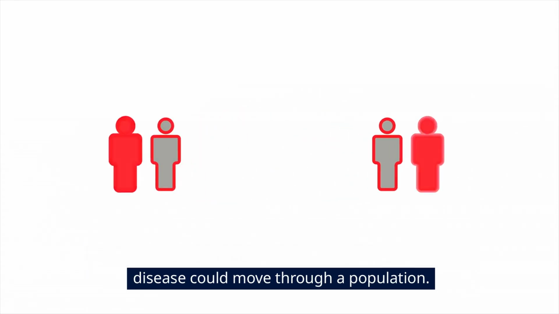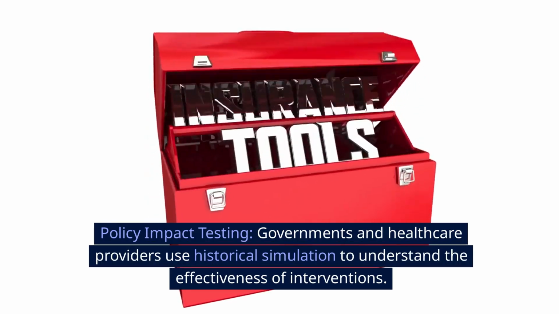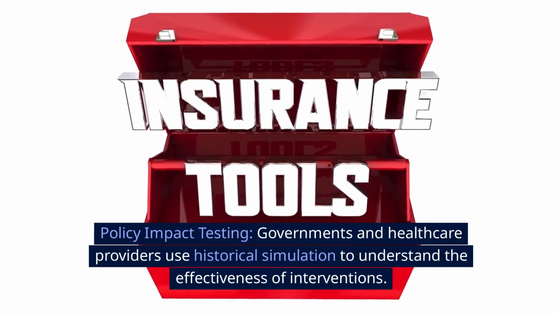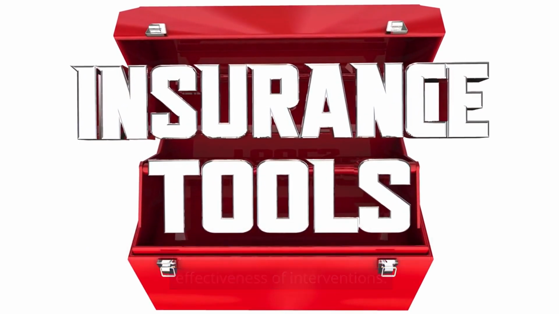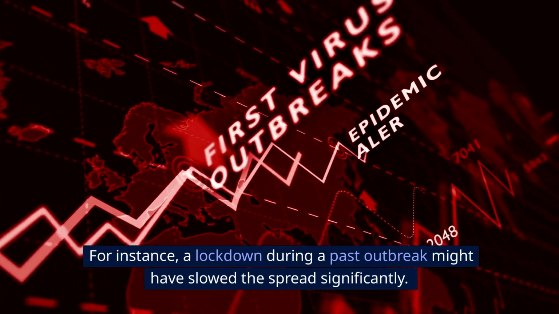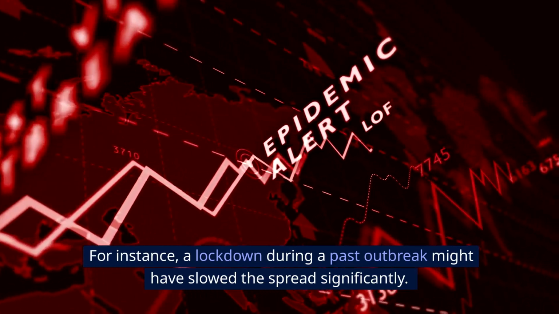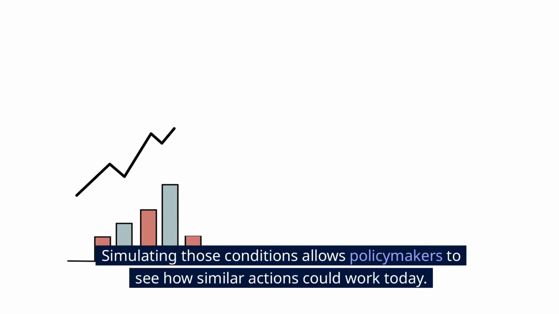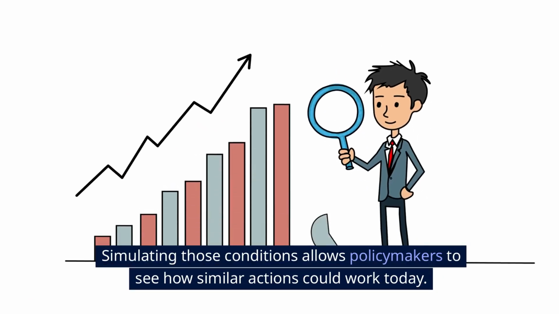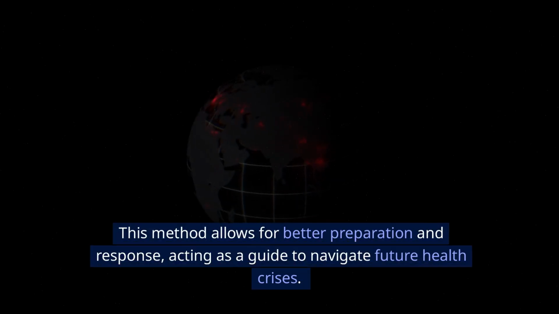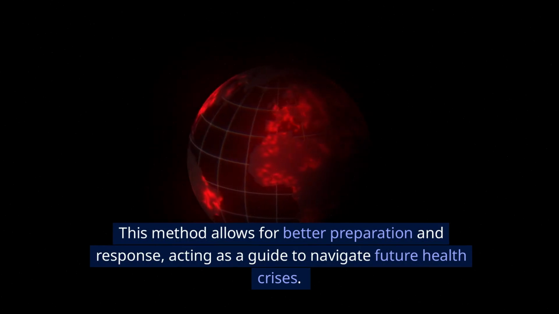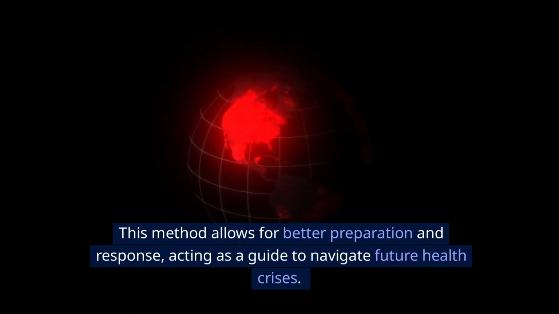move through a population. Policy impact testing. Governments and healthcare providers use historical simulation to understand the effectiveness of interventions. For instance, a lockdown during a past outbreak might have slowed the spread significantly. Simulating those conditions allows policymakers to see how similar actions could work today. This method allows for better preparation and response, acting as a guide to navigate future health crises.